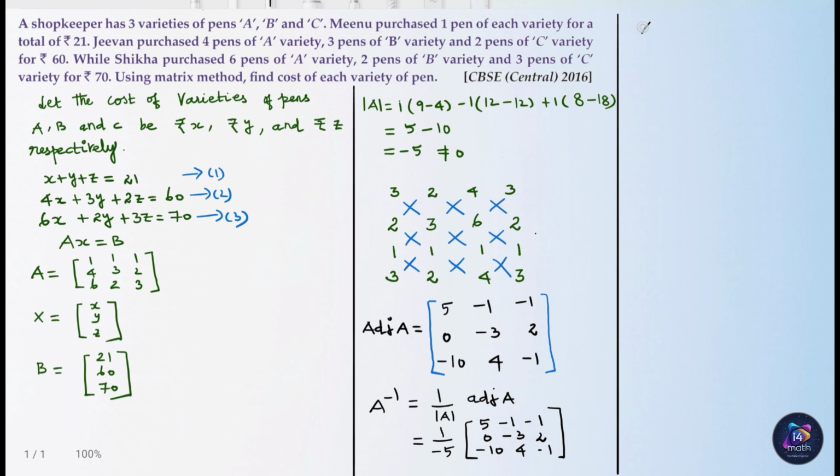X is equal to A inverse into B. Here what is A inverse? 1 divided by minus 5 into 5, minus 1, minus 1, 0, minus 3, 2, minus 10, 4, minus 1, into B matrix. What is B matrix? 21, 60, 70.